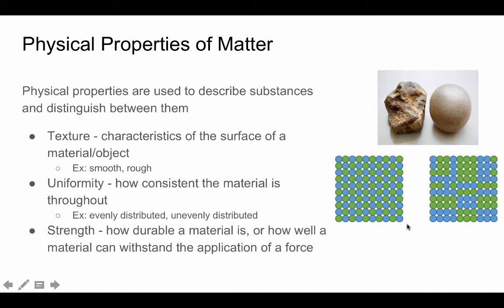And another one is the strength of a material, how durable it is, or how well a material can withstand the application of force. So diamonds, for example, are a very strong material, and they can withstand a great deal of force.